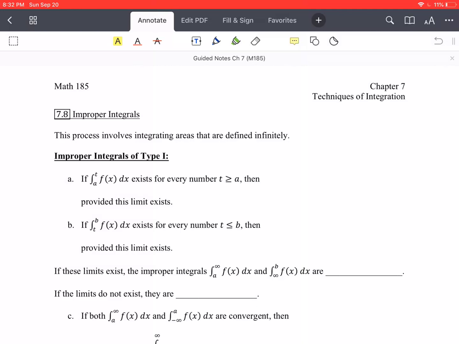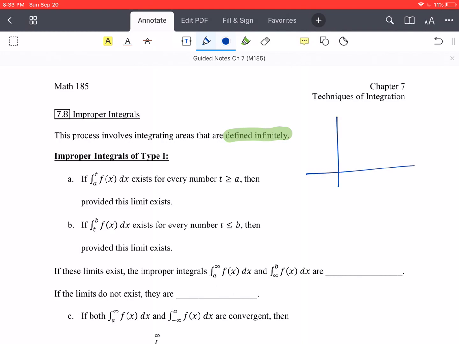Alright, we're moving into section 7.8, our last section for chapter 7. We're talking about improper integrals. So the process of improper integrals involves integrating areas that are defined infinitely. So this would involve a lot of functions that have asymptotes, either vertical or horizontal, right?